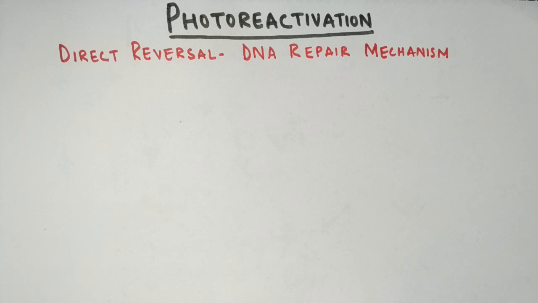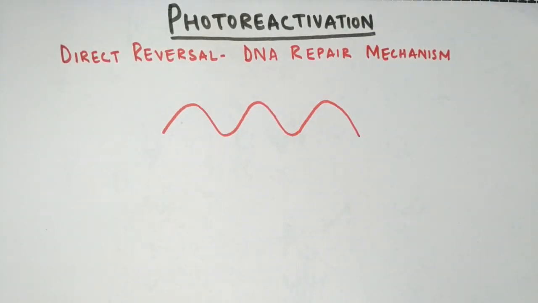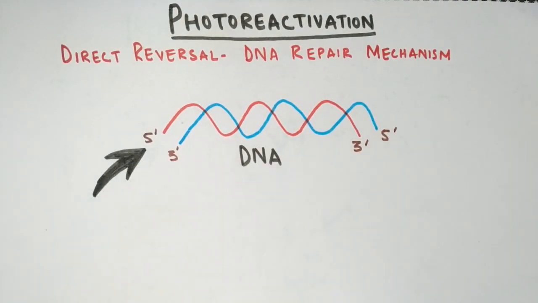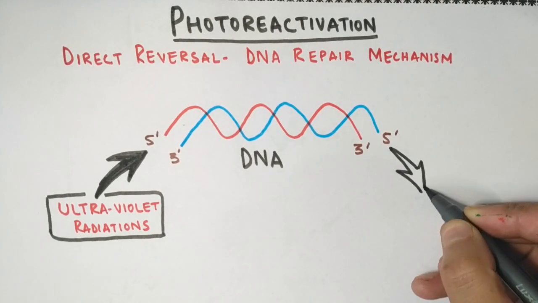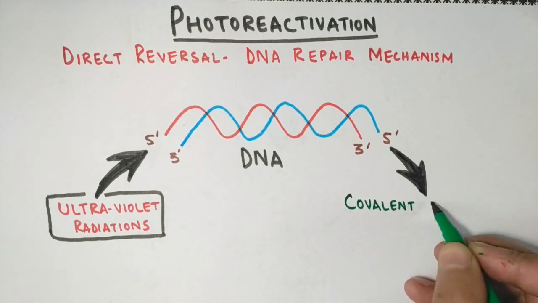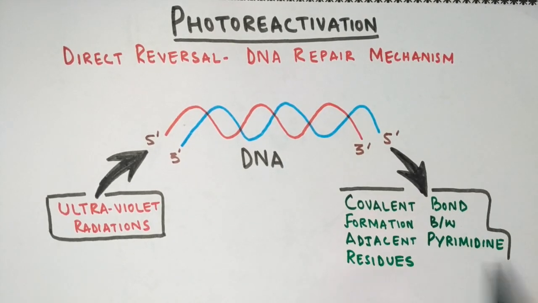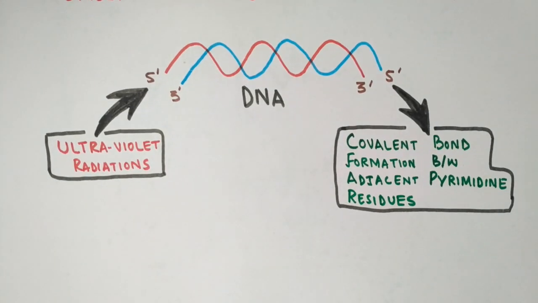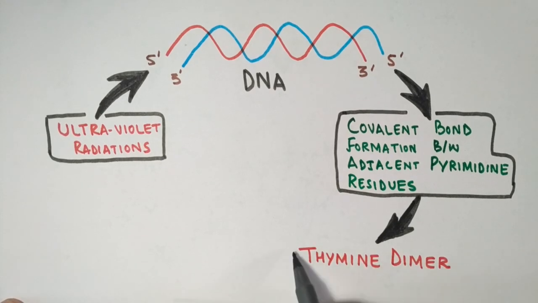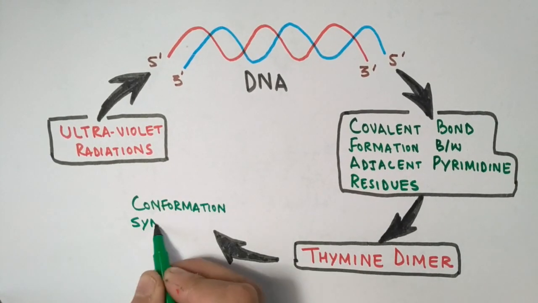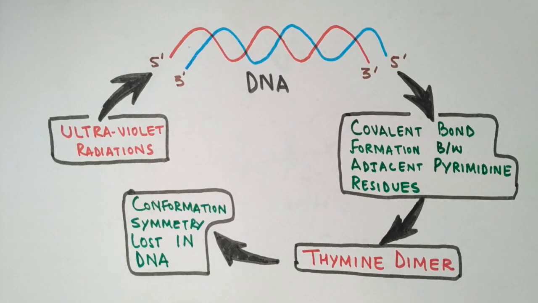First of all, let's try to understand why this photoreactivation process kicks in within the cell. We have a normal DNA molecule in the cell, and when the cell receives ultraviolet radiations, we know it's kind of lethal to a cell in a way that it damages DNA. So with this UV radiation, there is a covalent bond formation between adjacent pyrimidine residues, and in this case we say we have two thymines adjacent to each other, thus giving us a thymine dimer. And with this thymine dimer, there is a loss in symmetry of the DNA molecule. Therefore, now we have a damaged DNA within the cell.